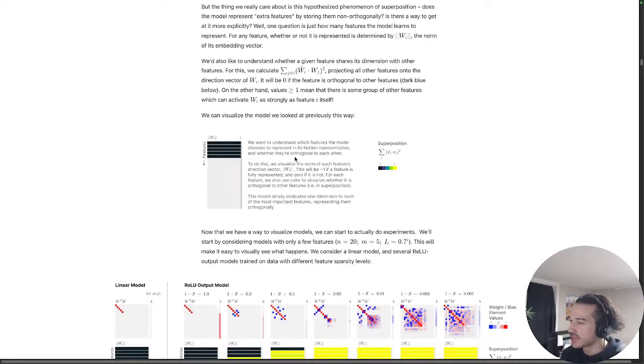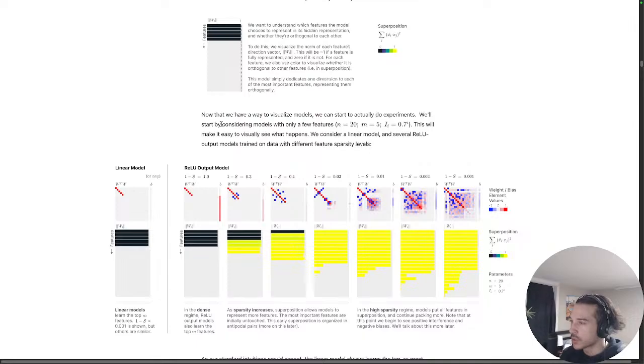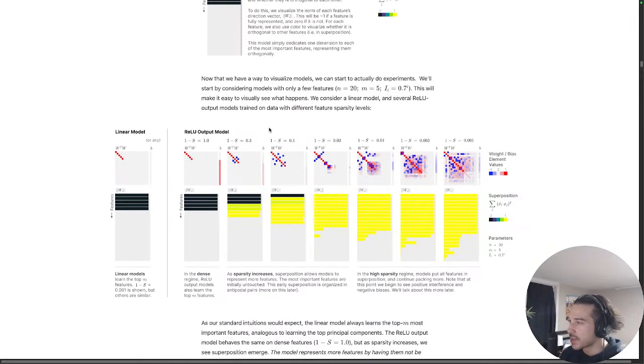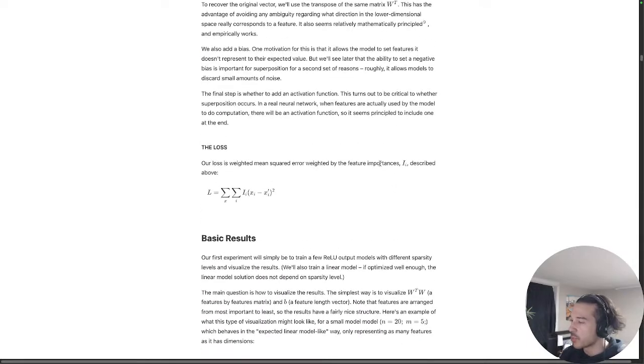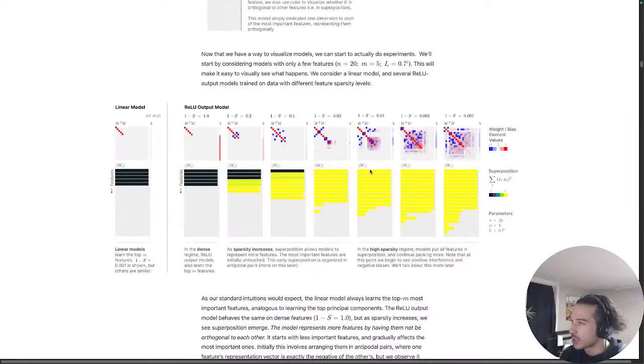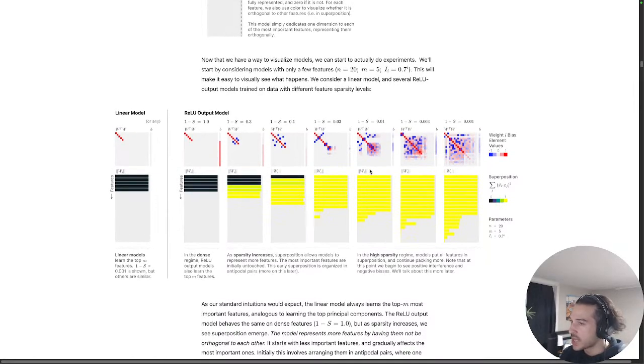Now that we have a way to visualize models, we can start to actually do experiments. We'll start by considering models with only a few features: n equals 20, m equals 5, and importance, which I believe is what the I represents. So n equals 20, m equals 5, importance sub i equals 0.7 to the ith power. This will make it easy to visually see what happens. We consider a linear model and several ReLU output models trained on data with different feature sparsities.